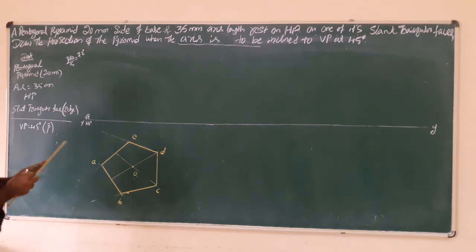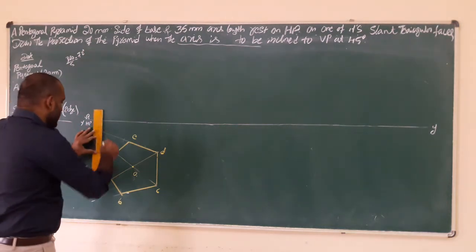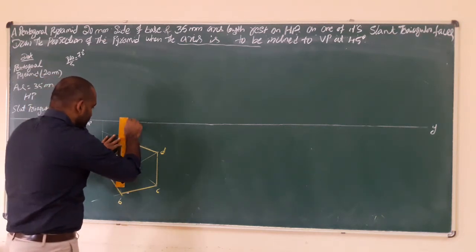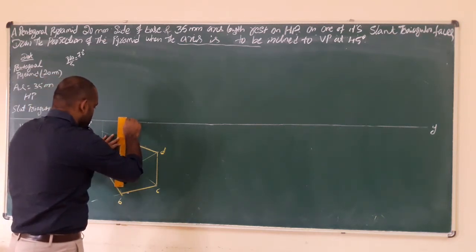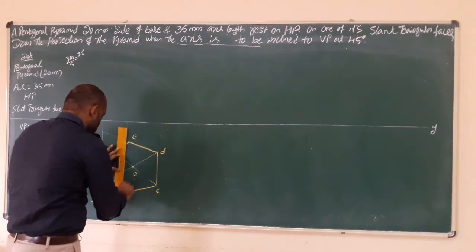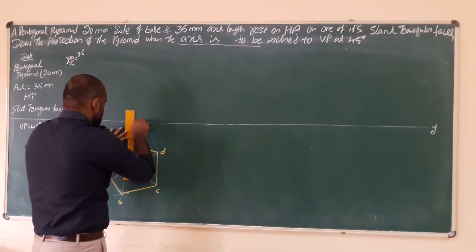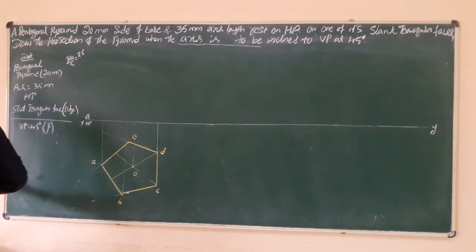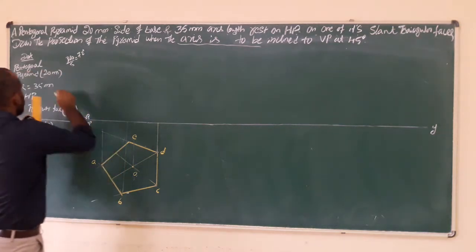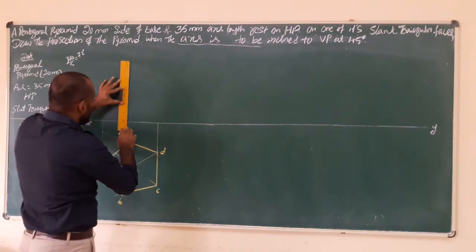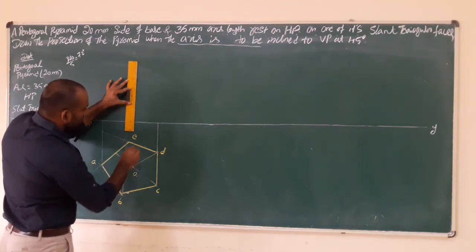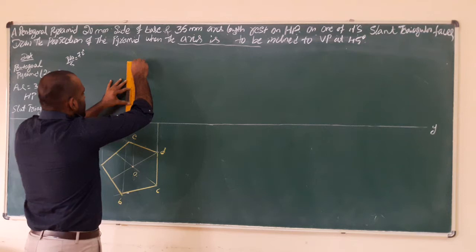Next, you have to project the front view. That's why you have to draw one projection line from all the corners. Next, the height is given 35 from the center. This is called the center. From the center, you have to measure 35.